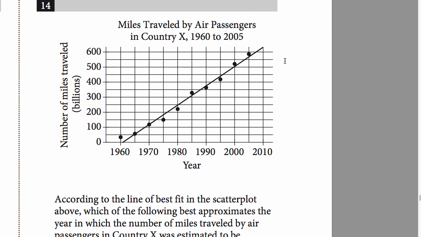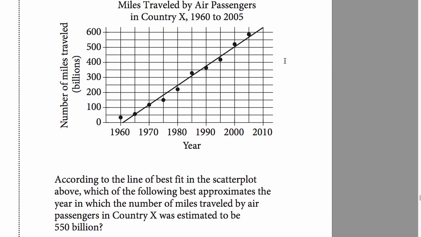All right, number 14. This one says, according to the line of best fit in the scatter plot above, which of the following best approximates the year in which the number of miles traveled by air passengers in country X was estimated to be 550 billion? All right, so it looks like I'm just going to go to the left side of my chart here, and there's 550. And we just got to follow the line. And it looks like it hits right about there.